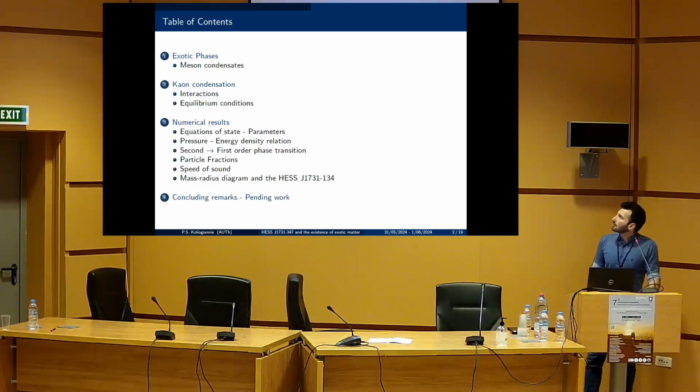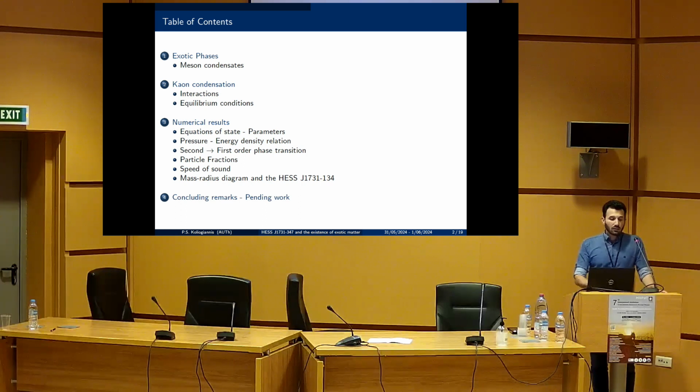We will start the presentation with a brief introduction about the exotic phases and emphasize meson condensates. We will follow with the kaon interactions and reach up to equilibrium conditions and thermodynamical relations that are mandatory for the neutron star matter. And afterwards, I will present some numerical results based on an equation of state, and I will close with some remarks and hints for future work.